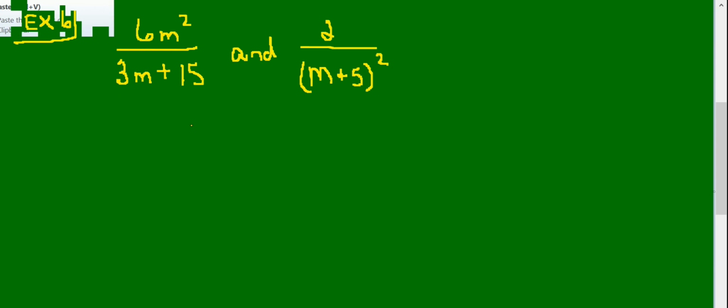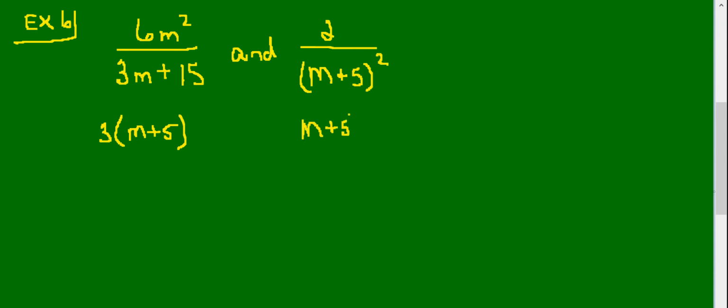Okay, next in example 6 here, I've got this 3m plus 15, so I can factor that, notice. If I take out the 3, I've got m plus 5 left. And then here I can just leave this as it is. It's m plus 5 squared. Okay, now I'll do my comparison.